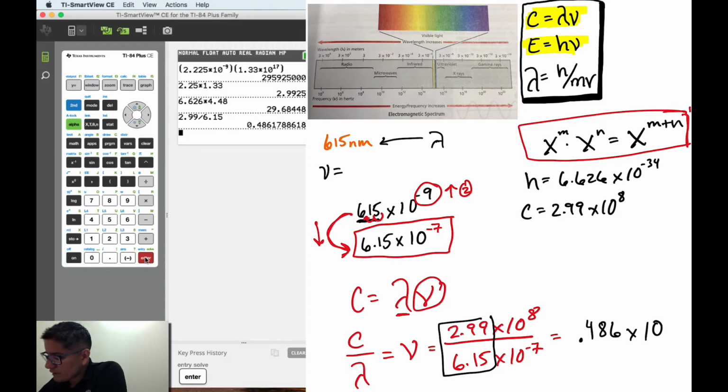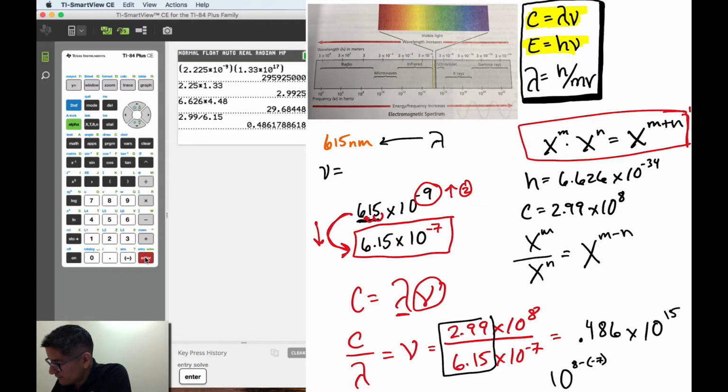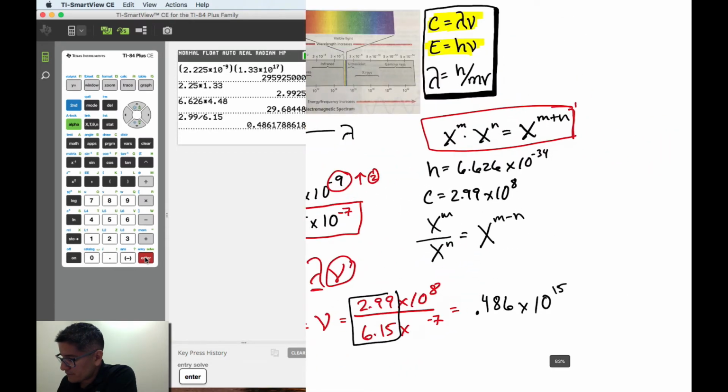So another rule that you may or may not remember when working with exponents is that if your base is the same and I have two different exponents, then when I'm dividing them out, I can use that same base and then I subtract the denominator's exponent from the numerator's. So in this case, again, I can keep the same base. My numerator is 8 minus a negative 7. So that's really 8 plus 7, so that's 15. Okay, so that's my answer, right?